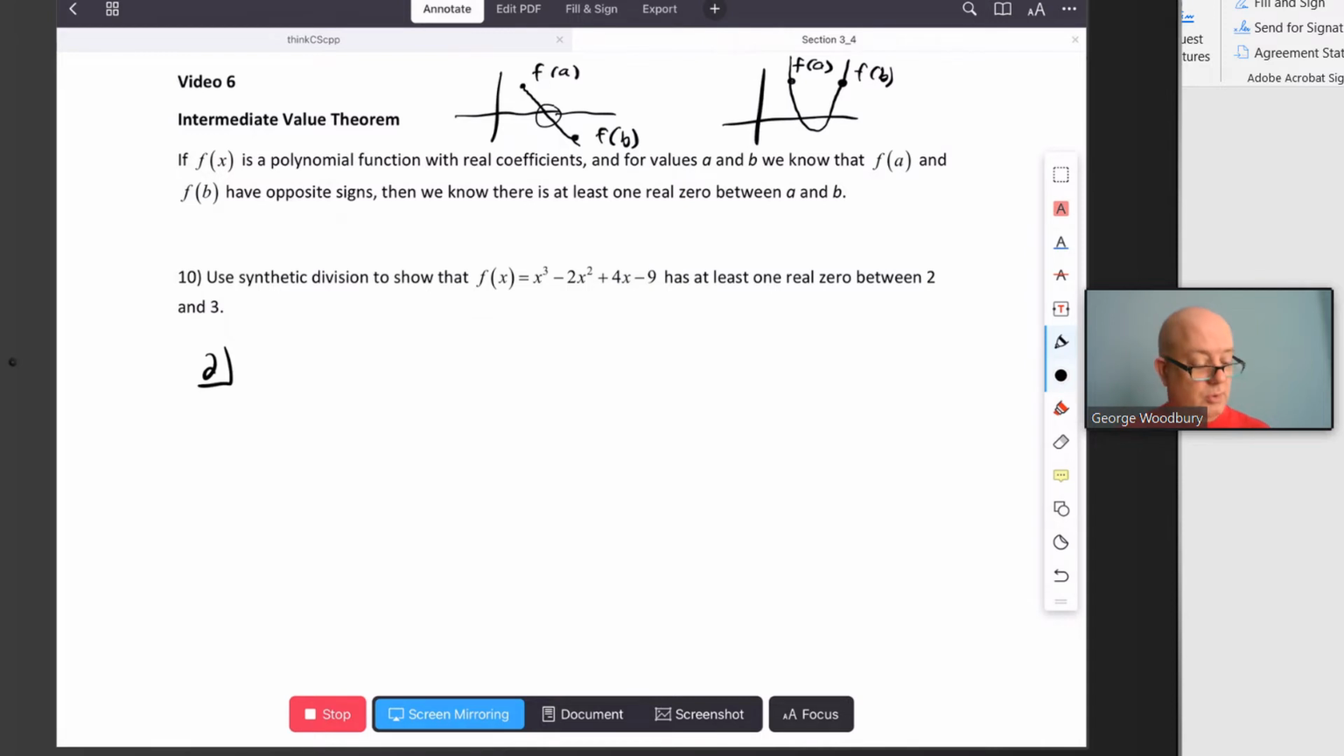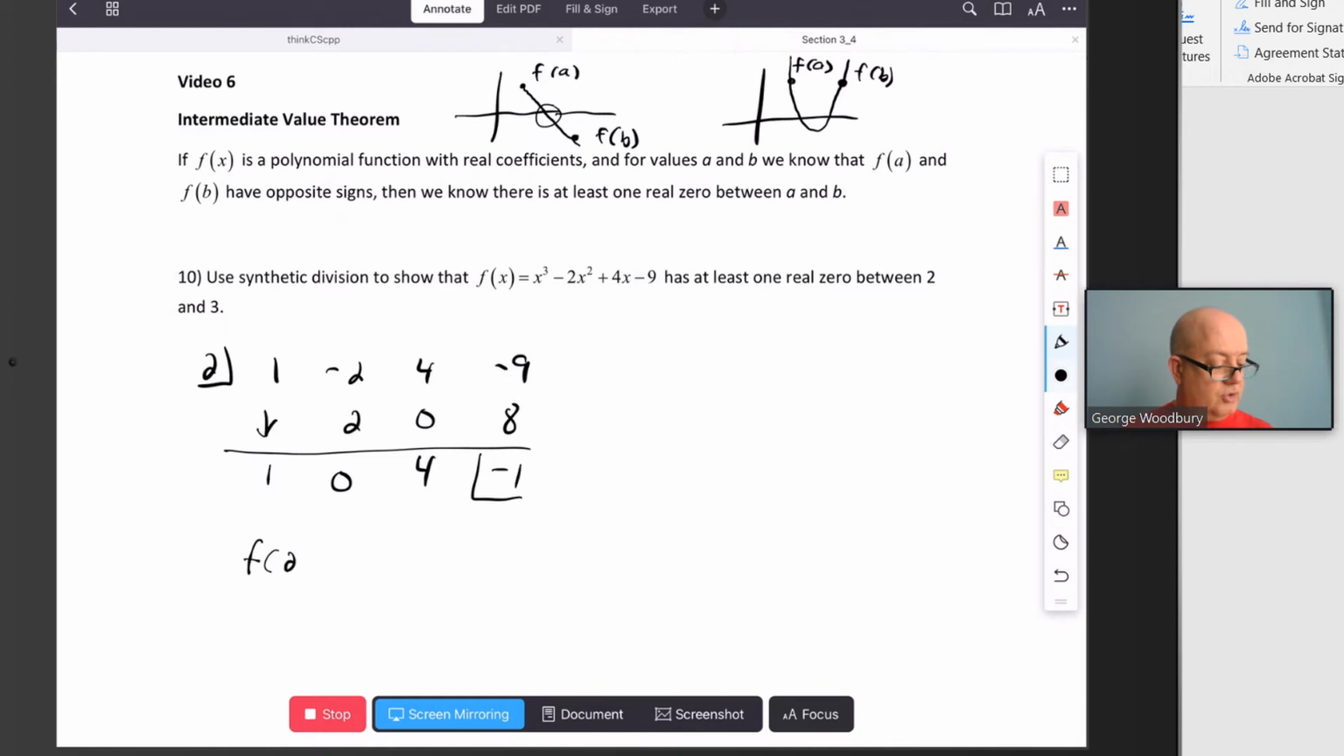We'll start with 2. The coefficients were 1, negative 2, 4, and negative 9. Bring down the 1. 2 times 1 is 2. Total the column: negative 2 plus 2 is 0. 2 times 0 is 0, and total the column, that's 4. 2 times 4 is 8. Total the column, negative 1. This tells us that f of 2 equals negative 1.